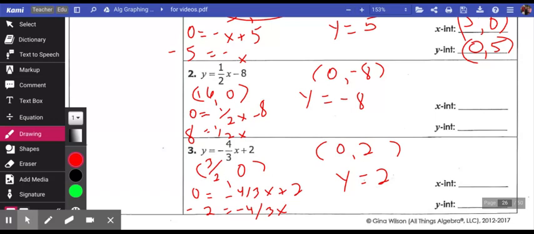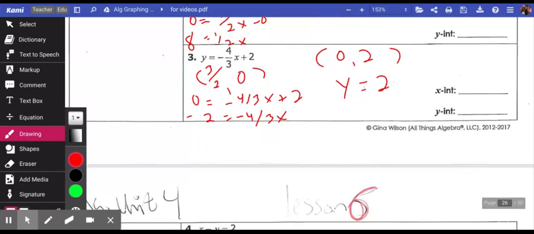Please try to force yourself to do some of that. The more you do it, the better you'll get at it.